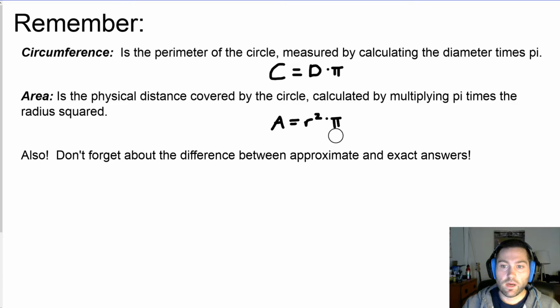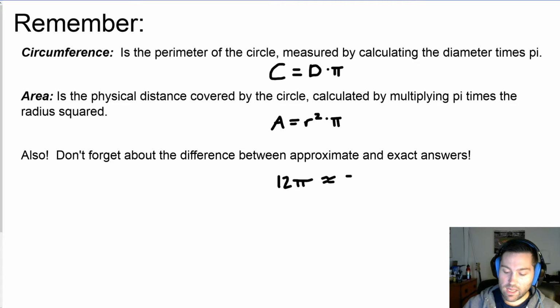And then don't forget about the difference between approximate and exact answers. Remember that the exact answer should look like 12 pi, and then its equivalent answer would be close to 30. It would be like 37 point something. So I'm actually going to pull out my calculator here, as you can see, and multiply 12 times pi, and that's 37.70 when it is rounded.